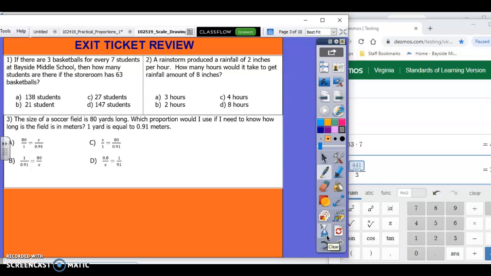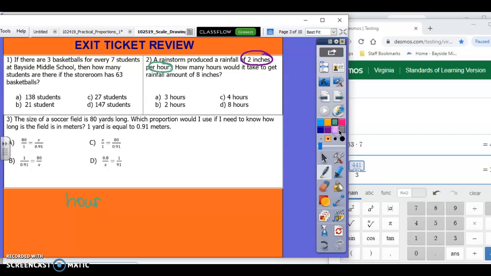A rainstorm produced a rainfall of 2 inches per hour. How many hours would it take to get rainfall amount of 8 inches? So I know one of my measurements is 2 inches, and the other one says per hour. Anytime it says per hour, that means 1. This is your unit rate. So per hour means 1 hour. So I'm going to circle that and put it in green. So that's going to be my hour.